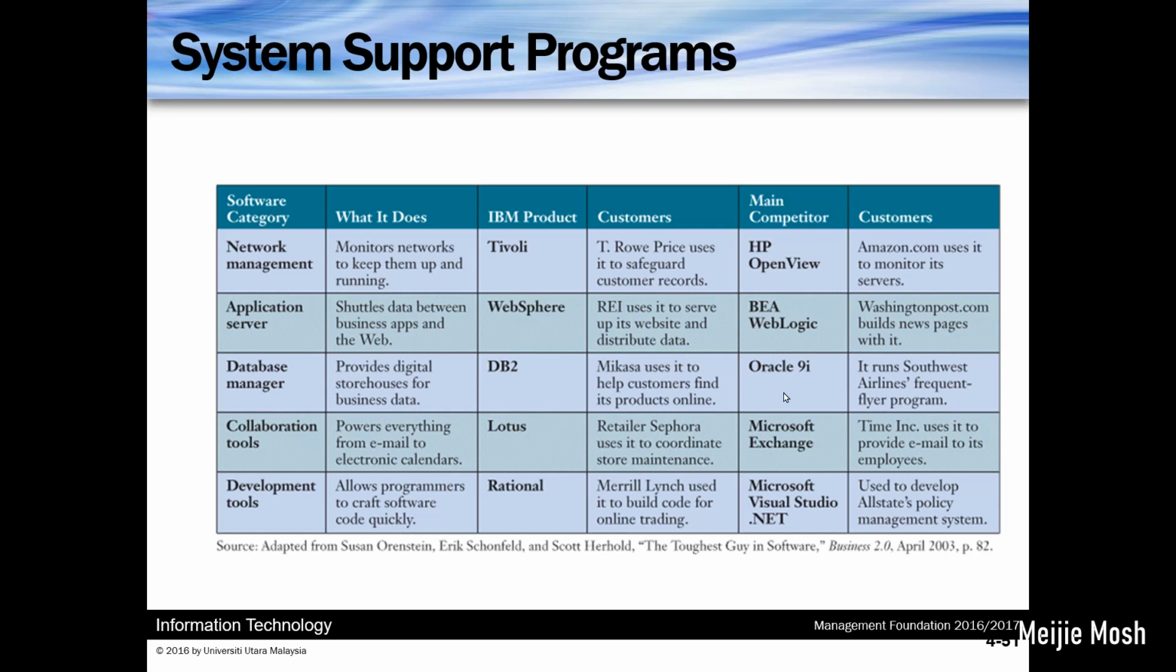For collaboration tools, okay, to power everything from emails to electronic calendars, like Lotus, the main competitor is Microsoft Exchange. And for development tools that allow programmers to craft software code quickly, an example is Rational from IBM and Microsoft Visual Studio .NET.